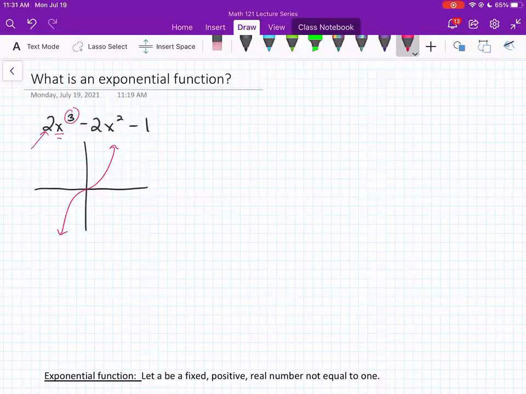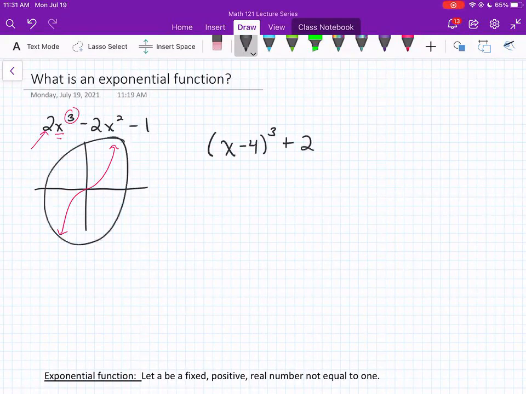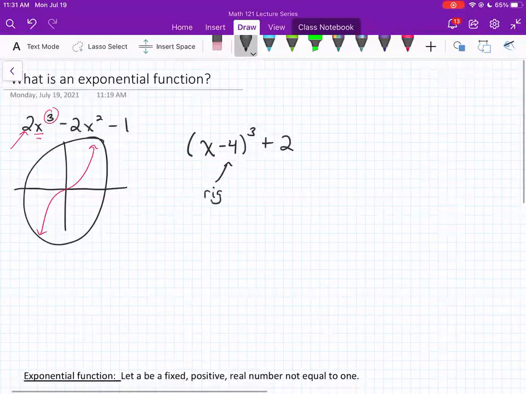Again, the base is a variable and the exponent is a value. We also have learned how to shift graphs from a parent graph. So for example, if we had something like x minus 4 cubed plus 2, we know this basic cubic graph is going to shift to the right 4, and it's going to shift up 2.